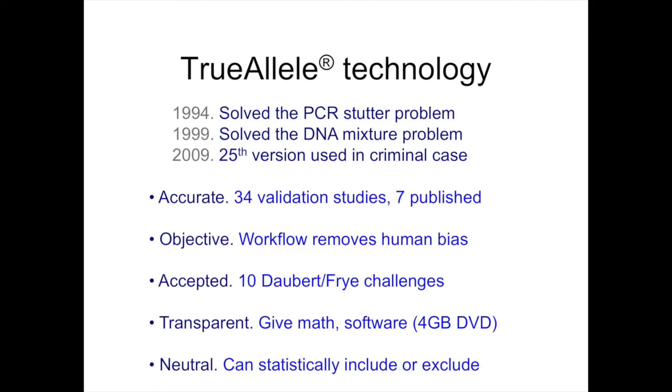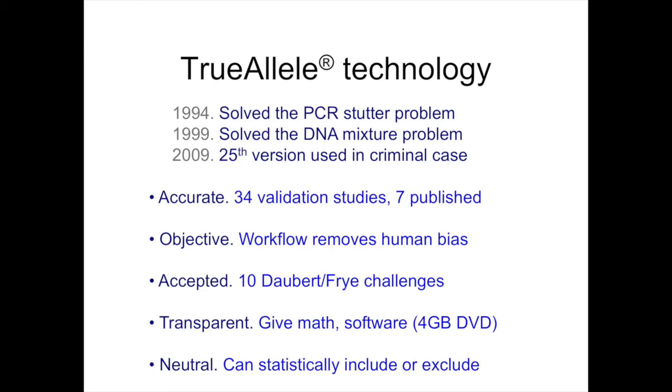I won't give you a long lecture on TrueAllele. There are other talks you can find in papers. I'll just summarize its main features. It's accurate. There have been 34 validation studies, 7 of them published in peer-reviewed journals. It's objective in that its workflow, as we'll see in a second, removes human bias. It's been accepted the last 6 years. There have been 10 Daubert or Frye challenges, and TrueAllele's done fine.